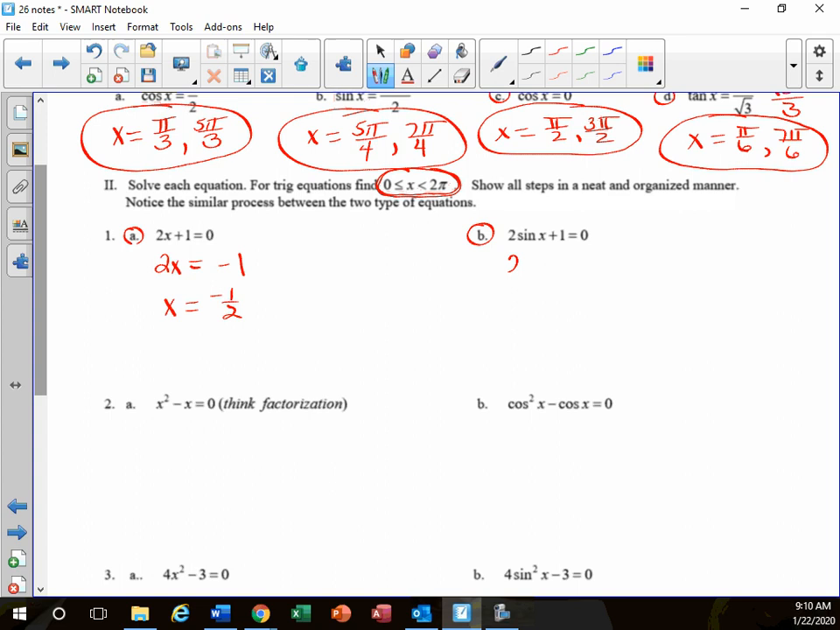So first I would subtract the 1. Then I would divide by 2. So I now have sine of x equals negative 1/2. So you have one more step to do. You have to think on your circle, where does sine of x equal negative 1/2? So what would you tell me?